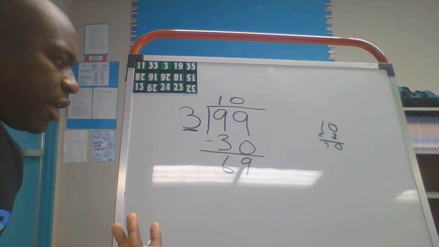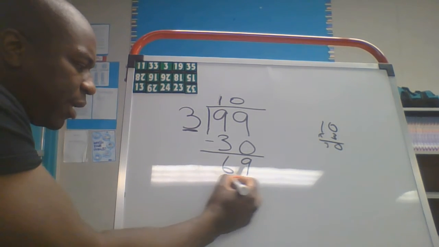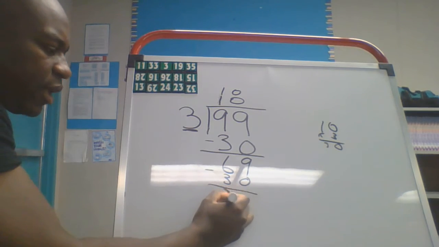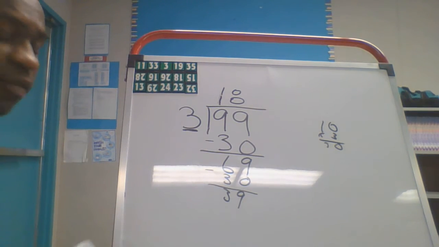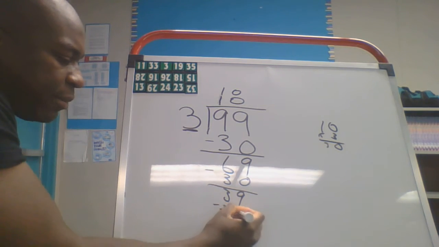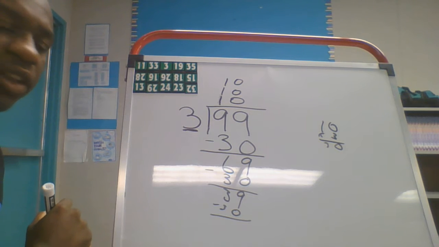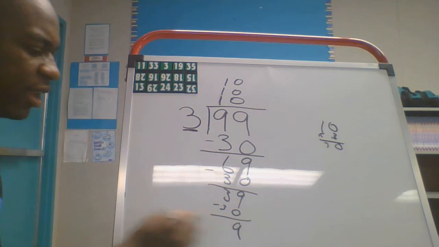Okay, I'm going to try another 10. I know that's 30. I'm going to put the 10 up here. Okay, 39. Okay, I still got some left over. I see 30 there, so I can subtract 30 again. I'm going to put 10 up here because, again, 10 times 3 gives us 30. We have 9 left over.